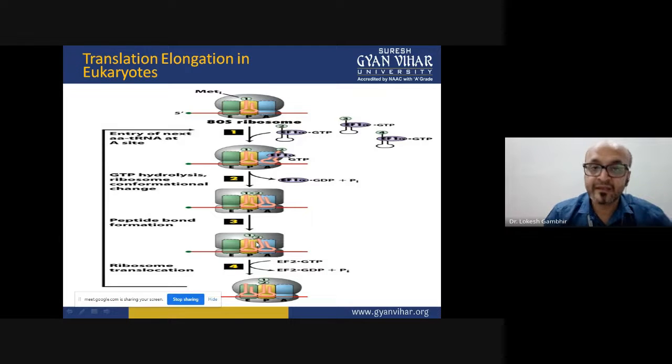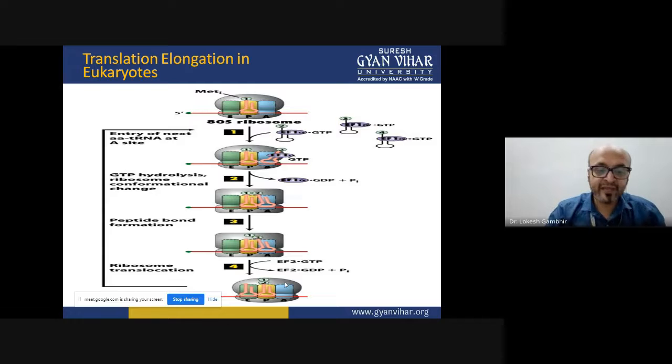Once the cleavage has happened, another elongation factor, EF2, which is bound to GTP, will come. The elongation factor 2 GTP will come, and the GTP will be hydrolyzed to release the energy. And what is this EF2? EF2 is nothing but an enzyme called translocase. What will it do? The translocase causes the translocation. What translocation? Now the ribosome will shift towards the right side.